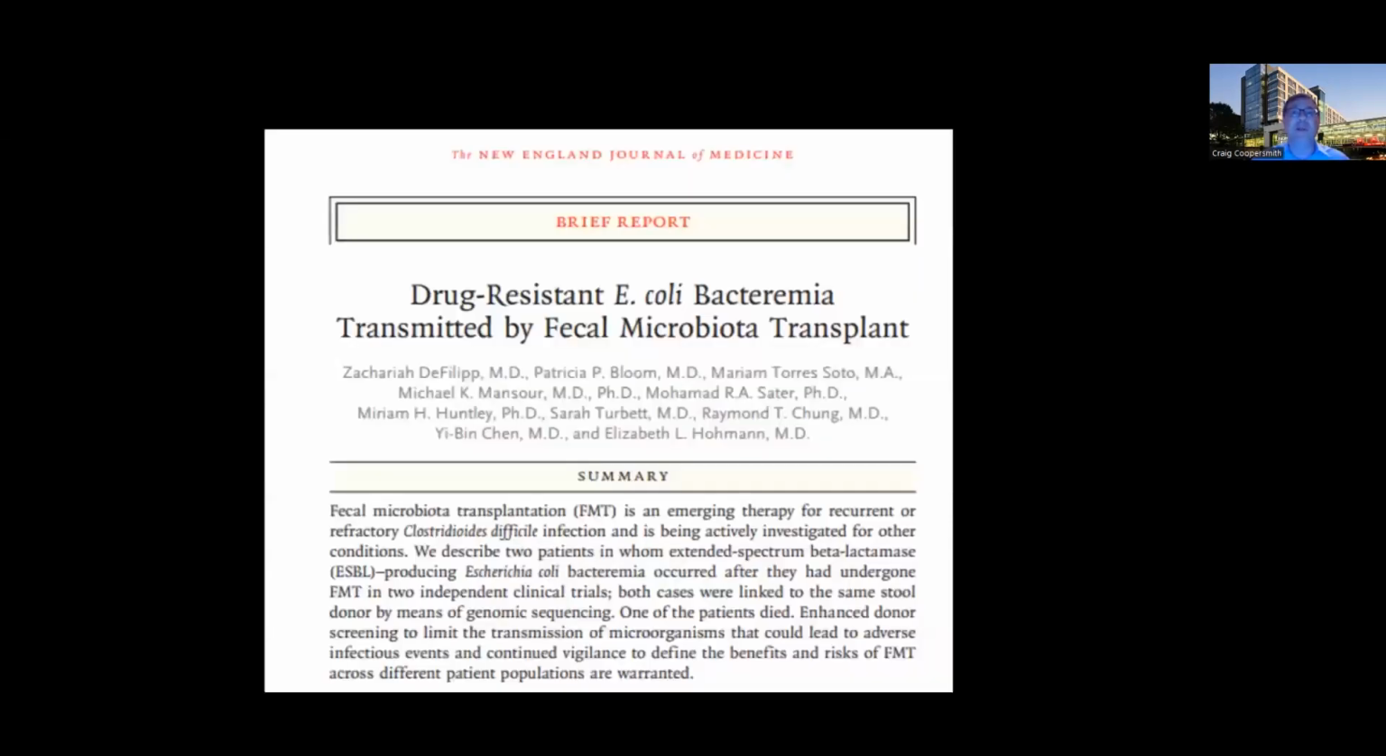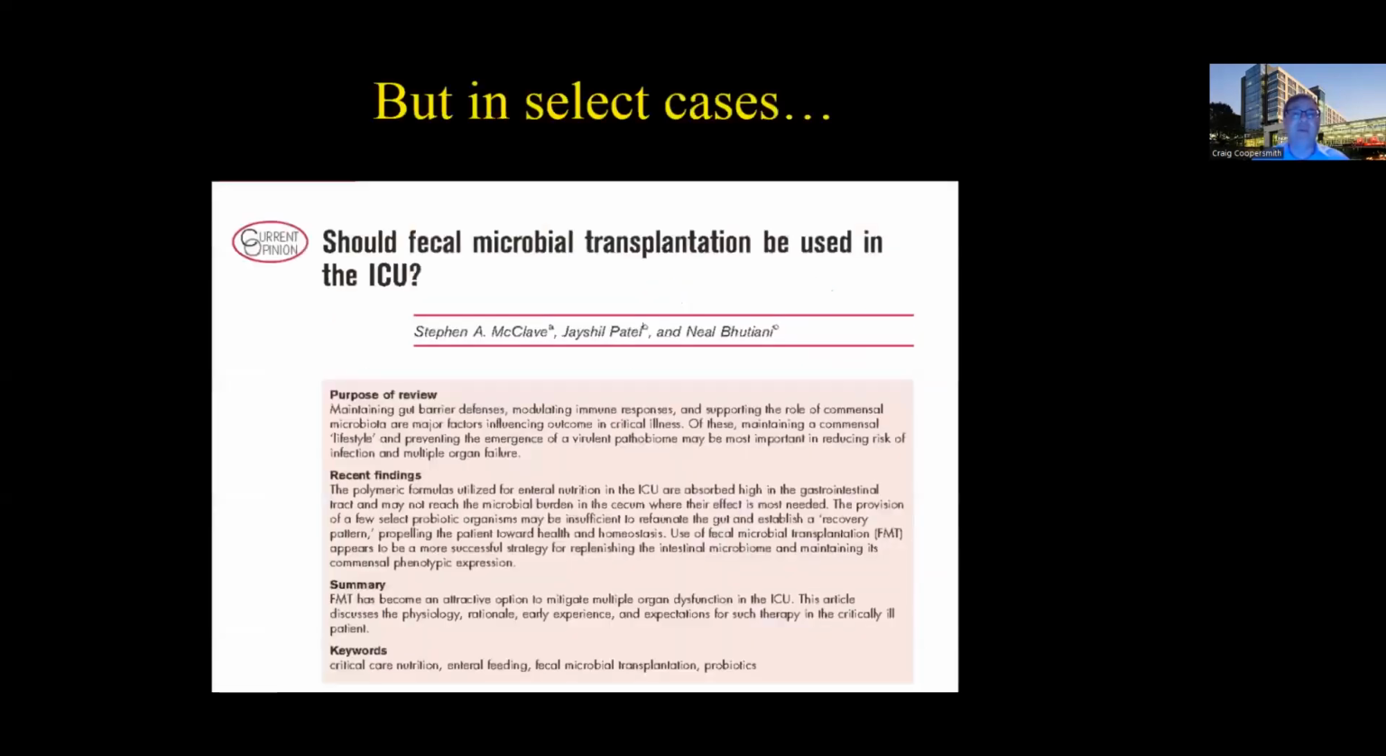It's also important to note this cautionary note. This is a very small case series in the New England Journal of Medicine, but this is looking at stool transplant given for C. diff and 2 patients who developed extended spectrum beta-lactamase producing E. coli bacteremia after they underwent stool transplant in 2 independent clinical trials, linked to the same stool donor by genomic sequencing, and one of the patients died. So we have to be careful when doing this.